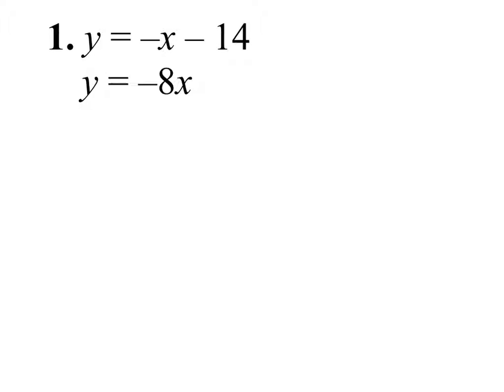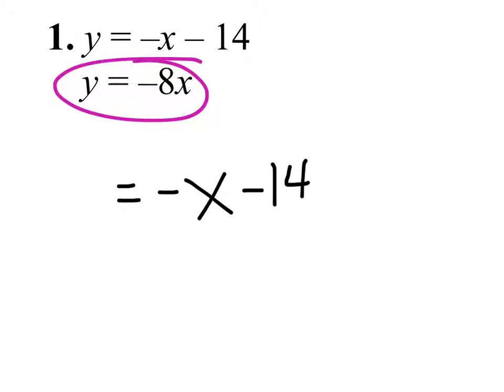What I'm going to do is take this top equation, y equals negative x minus 14, and replace the y with what this y is, because y was right here. But it's gone now, because I'm replacing the y with what it is.